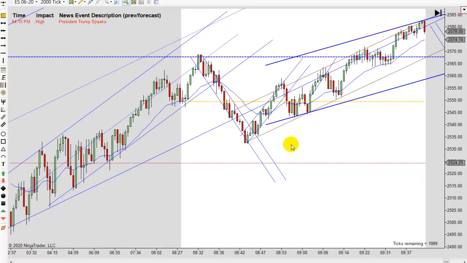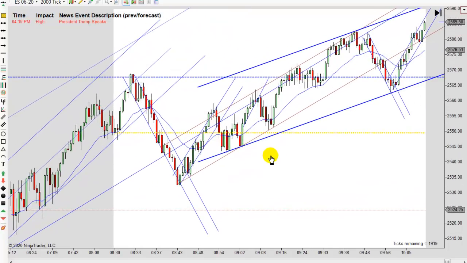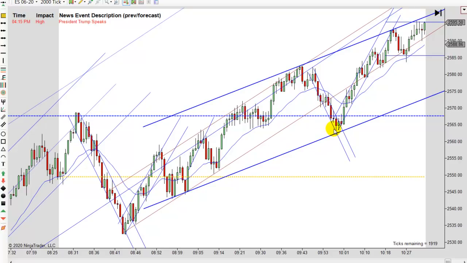So you could have entered on either one of these and still got in on this. You wouldn't have got a runner here. You would have got one here. You wouldn't have got one here either because it comes back. Now this is the only one you would have got a runner on. And the other place it came back was up here. And that's your first break of this red channel here.